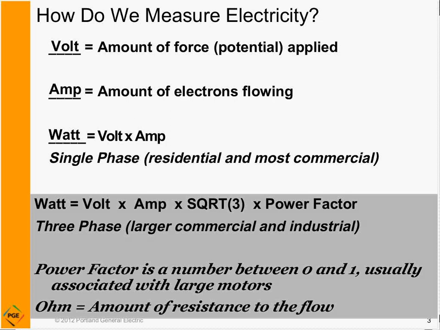The last one is you may hear about ohms. That's the amount of resistance to the flow. Copper wire would have less resistance than aluminum wire. And so sometimes you may hear the word ohm, but I don't think you'll ever see it on your electric bill. So those are common terms that we'll be using today on the top half and not the ones in the gray area.